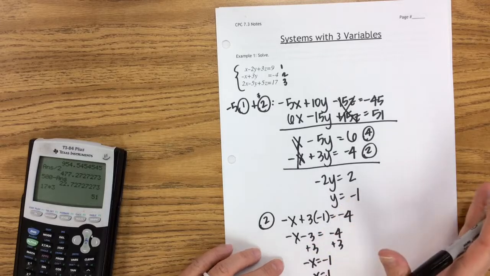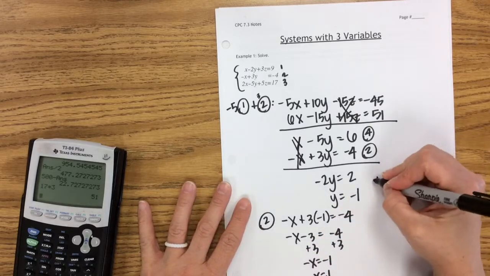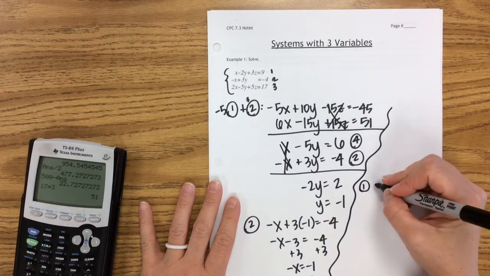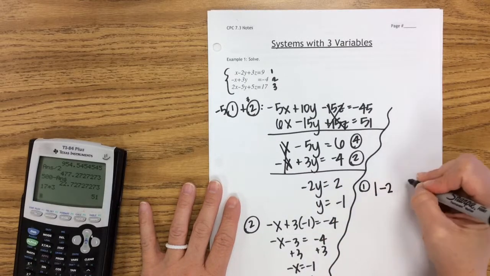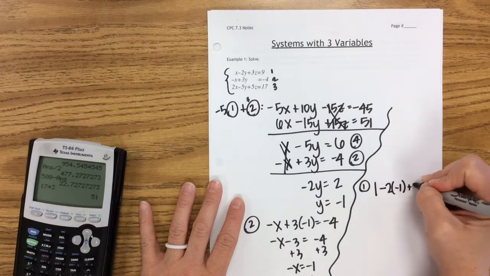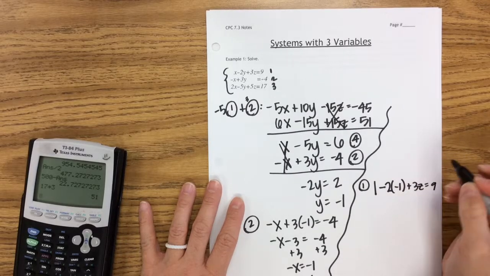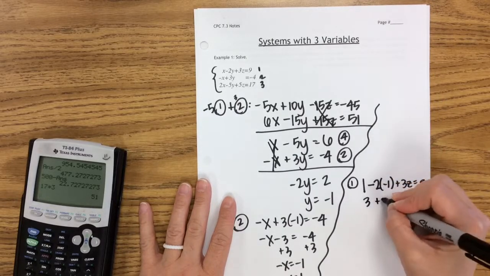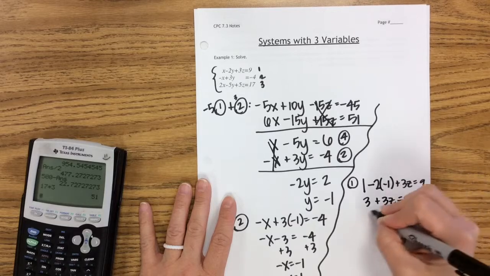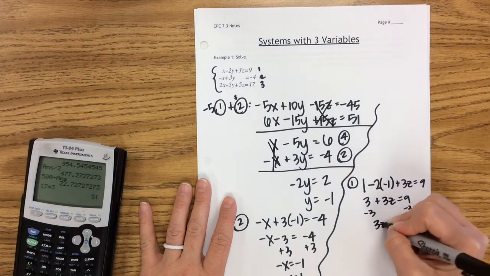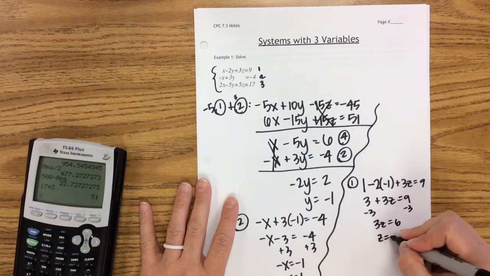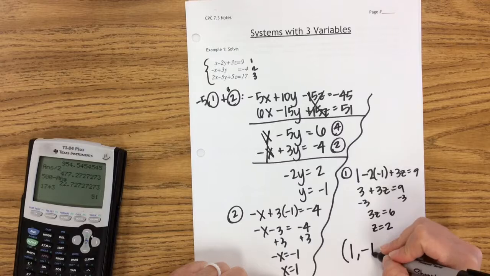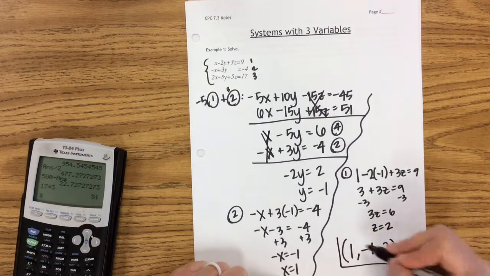I can plug it into any equation that has a z in it. I'm going to plug it into equation number 1, and I get x is 1, minus 2 times y is -1, plus 3z. And then I'll solve this one. 1 plus 2 is 3. Subtract 3 from both sides. Divide by 3, and z is 2. I'm going to put my letters in alphabetical order. X is 1, y is -1, z is 2.